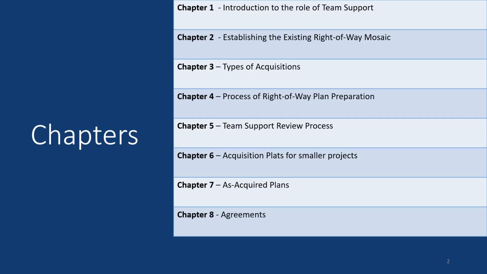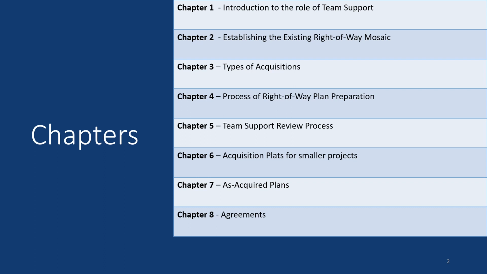Chapter 1 is an introduction to the role of the team support section. Chapter 2 gives guidance on establishing the existing right-of-way mosaic. Chapter 3 is an introduction to the different types of acquisitions. Chapter 4 describes the process to prepare right-of-way plans. Chapter 5 is the team support review process.